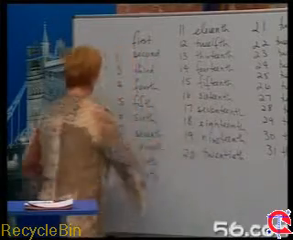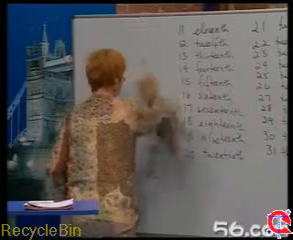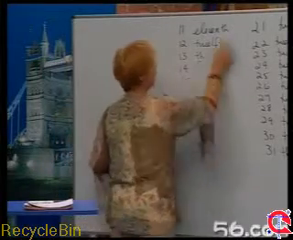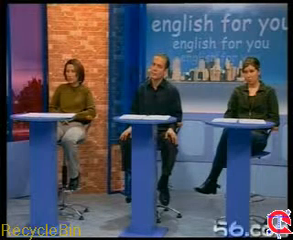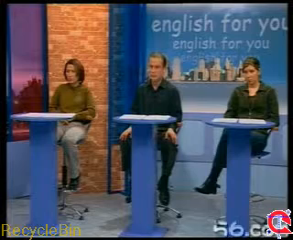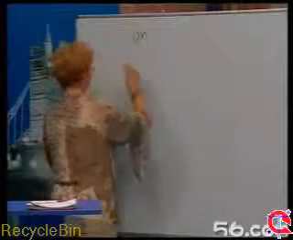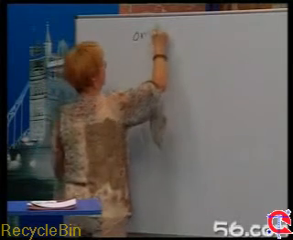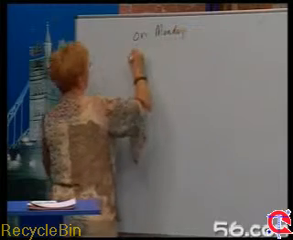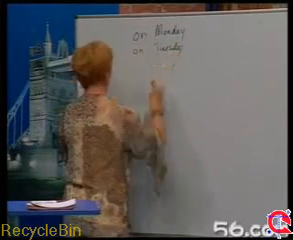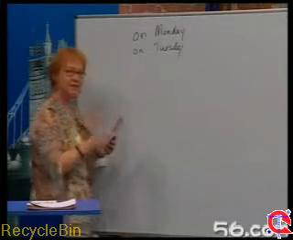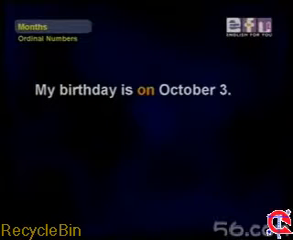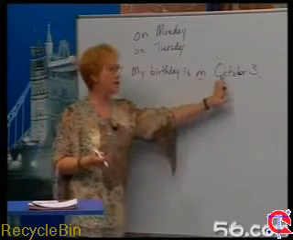Now, let's take these away. And remember that when we talked about days, we talked about on a day. So we're going to practice. We said on a day. For example, on Monday or on Tuesday. Okay? So we do the same thing for a specific date. So, for example, my birthday is on October 3rd. My birthday is on October 3rd.